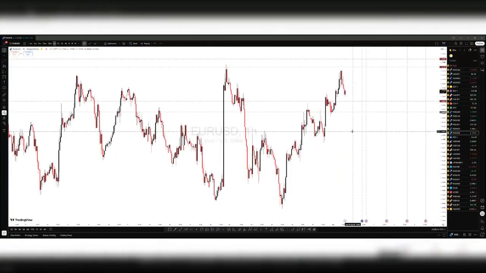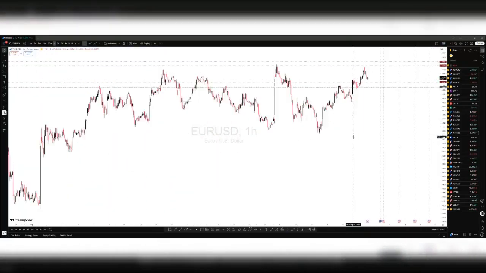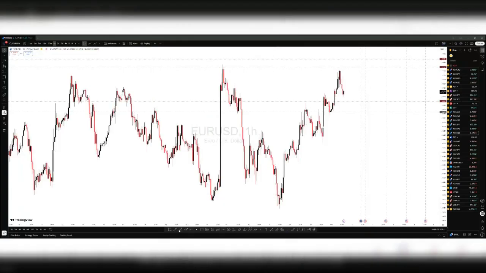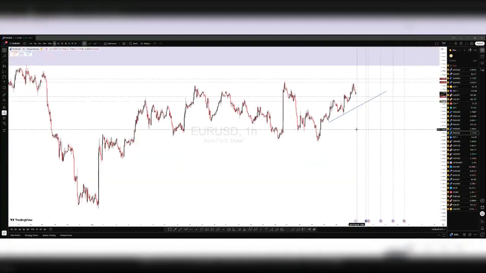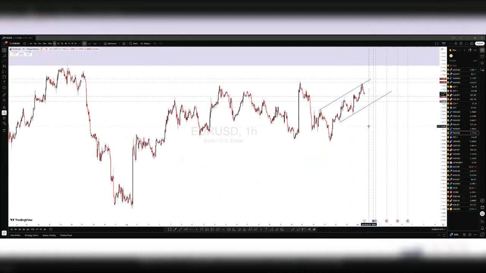All right, so in the case of Euro USD, there is a major thing that we want to anticipate or wait for, and that is going to be this trend line. Let me see. Do we have a channel? Yes, we do. So that should be this trend line.